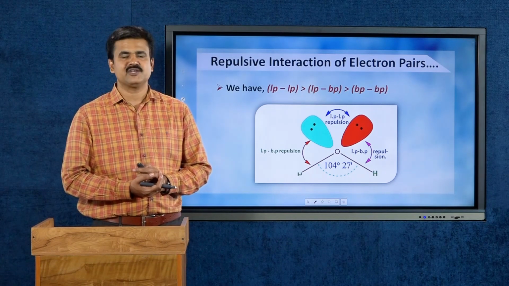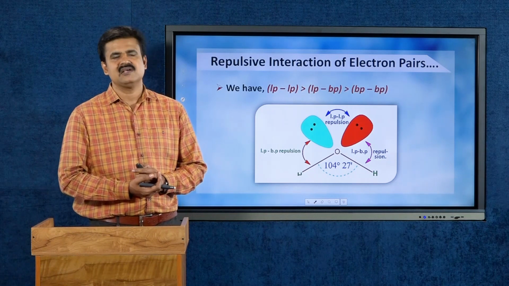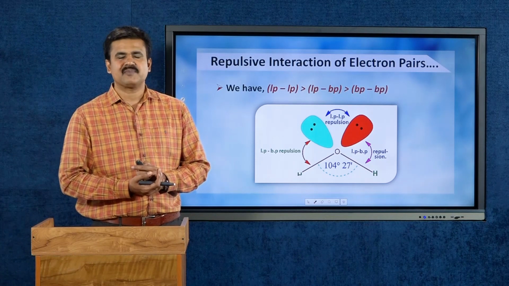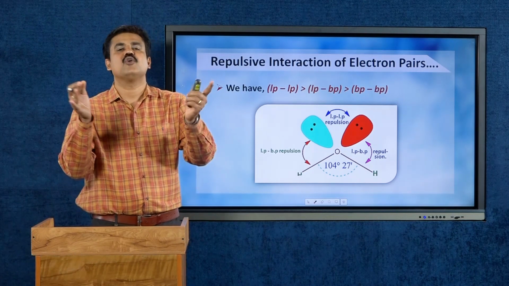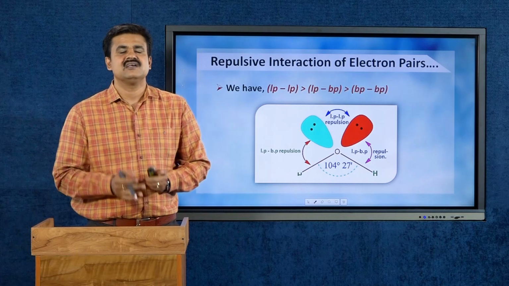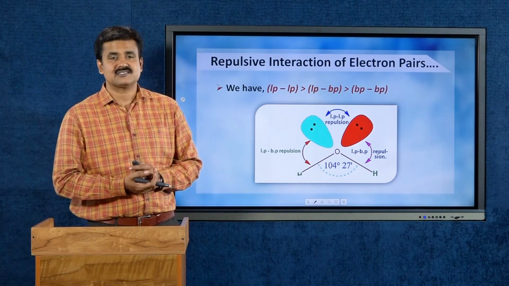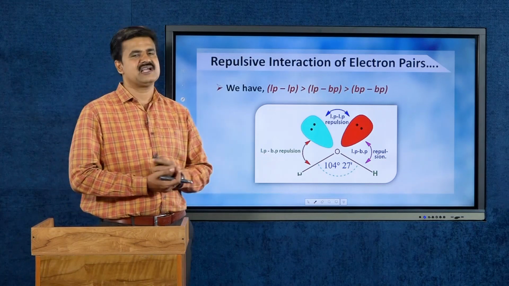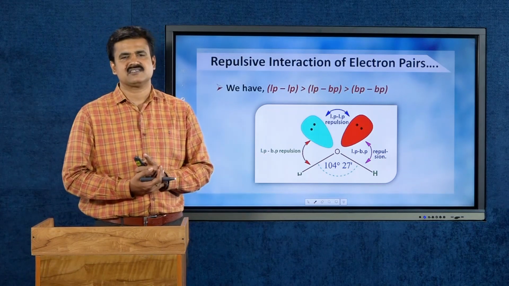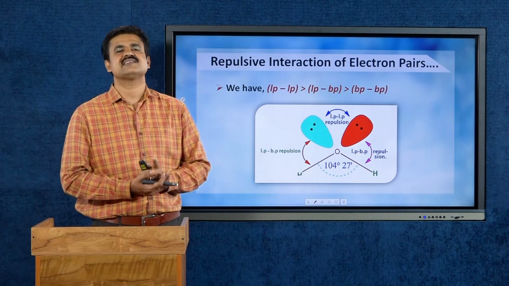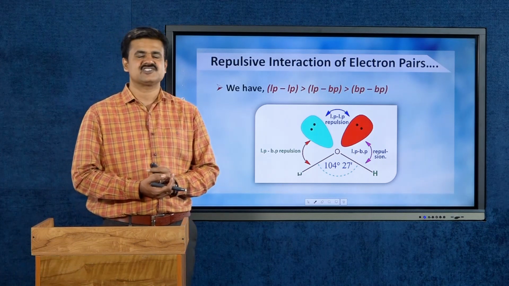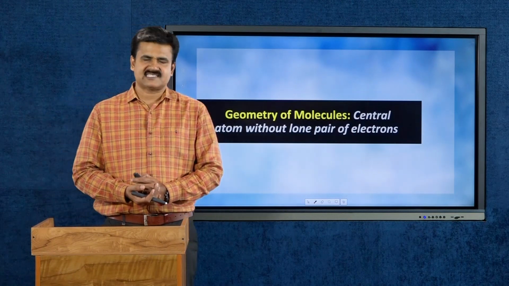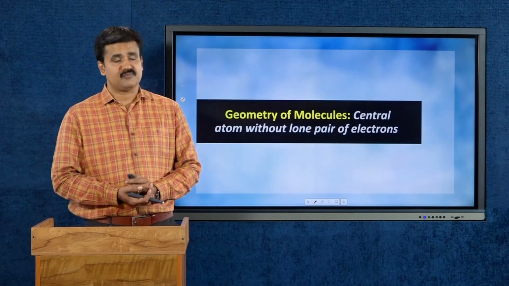So, minimal magnitude repulsion is BP-BP. So, in order to reduce the magnitude of the repulsion between two lone pairs, the bond pairs will come close together. As a result, the bond angle reduces to 104 degree 27 minute. So, this bend structure is a direct consequence of the postulate of the valence shell electron pair repulsion theory.